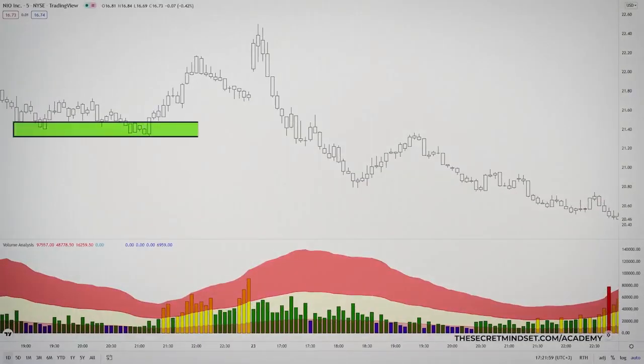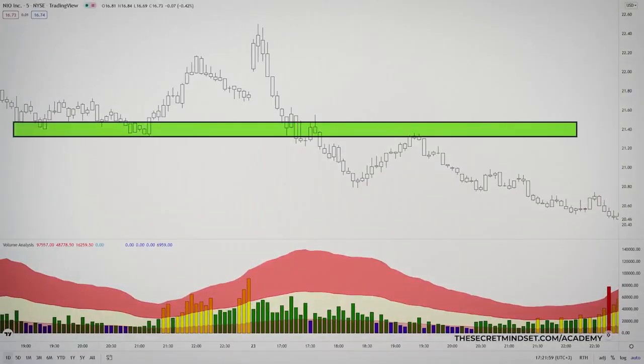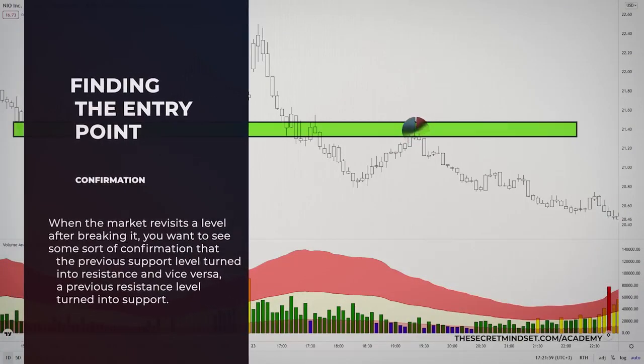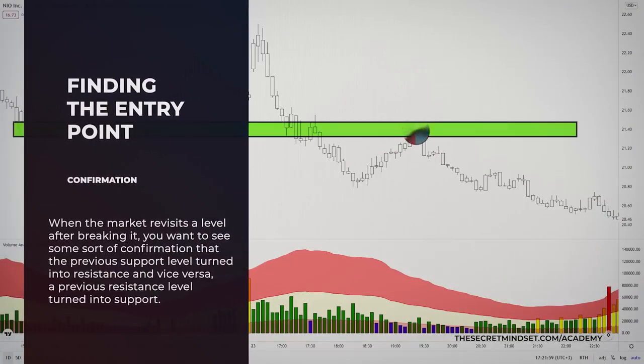It isn't enough to simply see the market touch a broken level as a new support or resistance. And if you think about it, that doesn't actually qualify as a retest. When the market revisits a level after breaking it, we want to see some sort of confirmation that the previous support level turned into resistance, and vice versa, a previous resistance level turned into support.